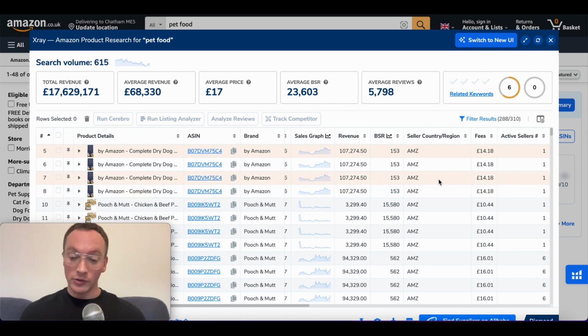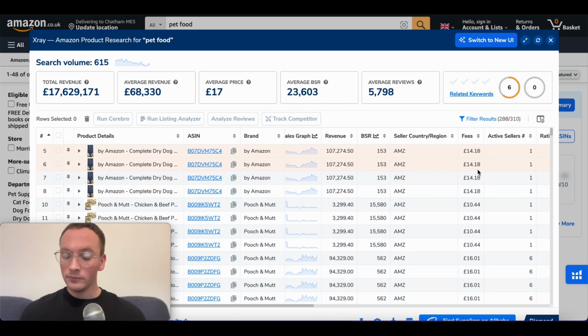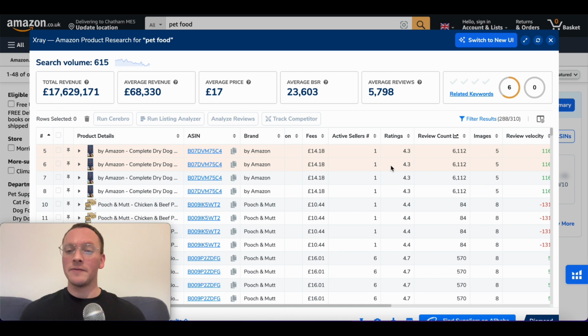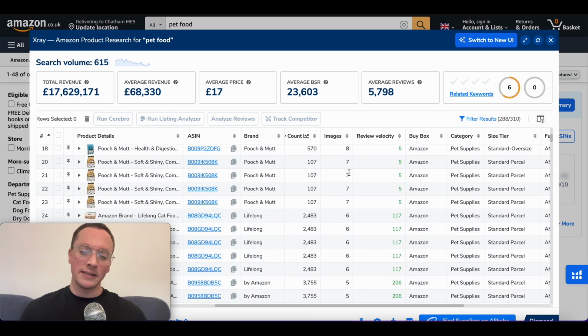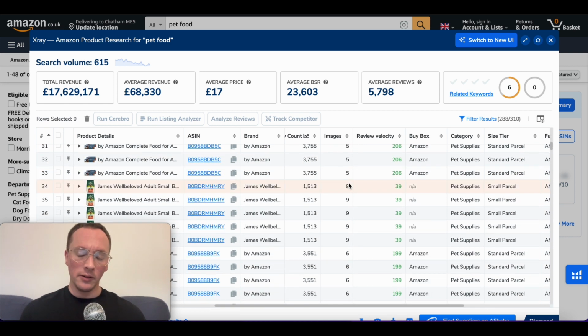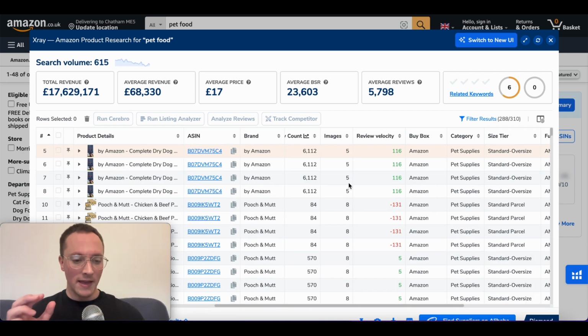Tells you the seller country region. As I said, the fees, active sellers on the listing, ratings, review counts, images. You need to find products that, if they're still selling well, have hardly any images. That's also a massive golden nugget there to say that the listing hasn't been taken care of that well and they're still selling well. These guys have got quite a lot of images, but still only 5 images on that one when you're allowed a lot more than that.